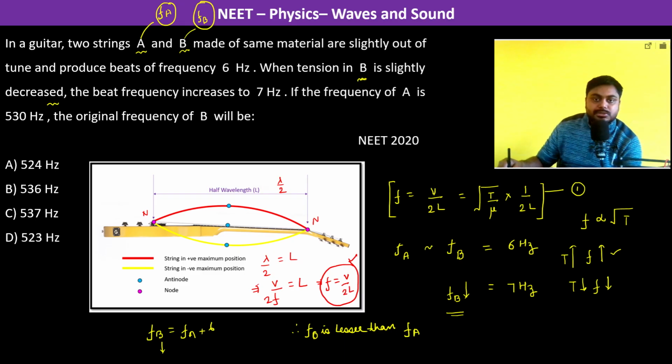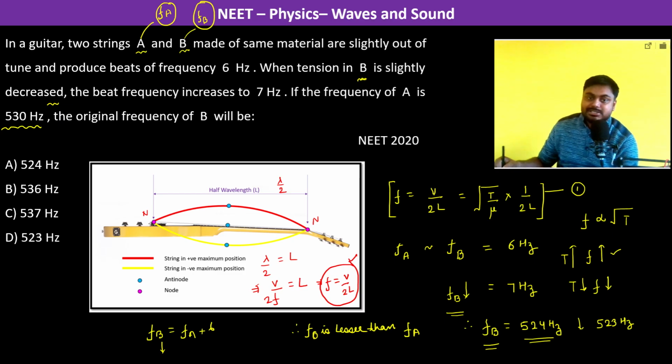Now what is mentioned, frequency of A is 530 Hz. So therefore frequency of B must be how much? 524 Hz, which is 530 minus 6. And now you see the tension is decreased. That means the frequency of B has decreased to 523 Hz. Now the beat is 7 Hz. So therefore the original must be 524 Hz.